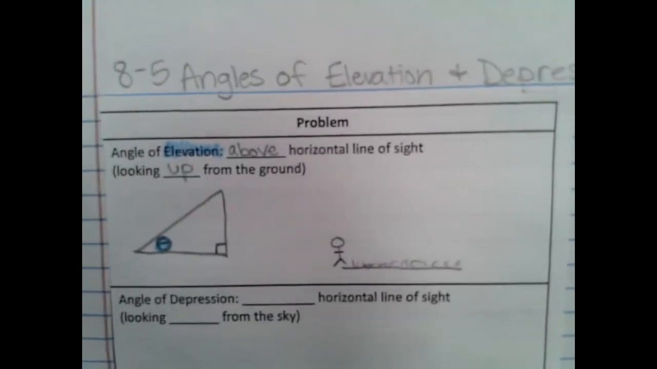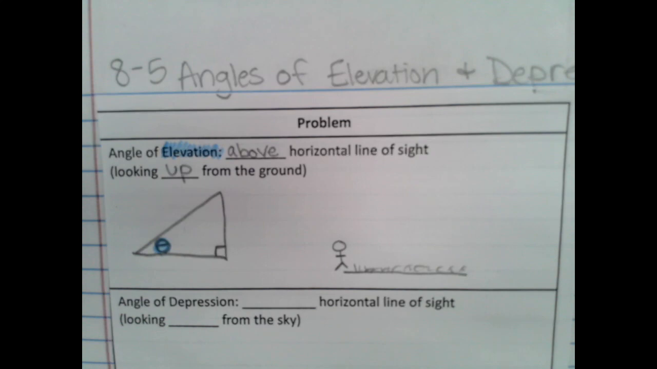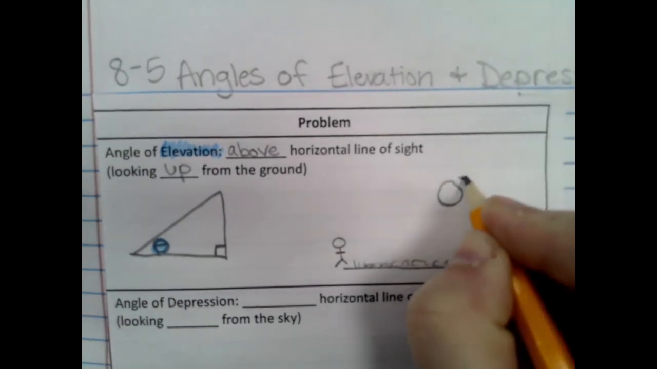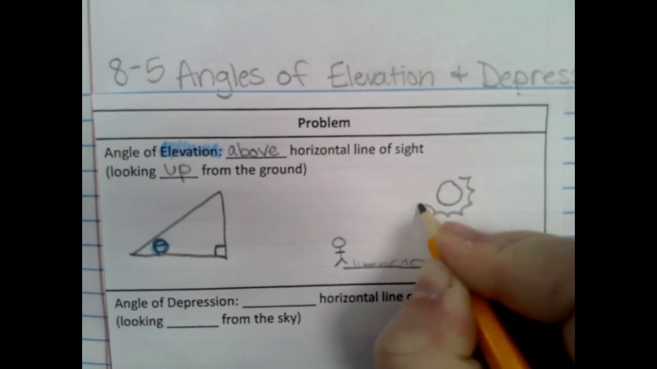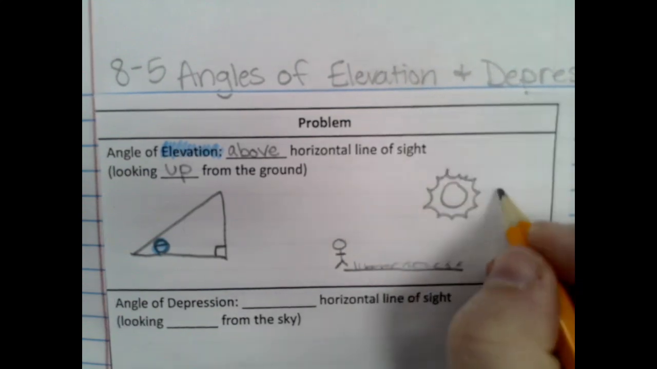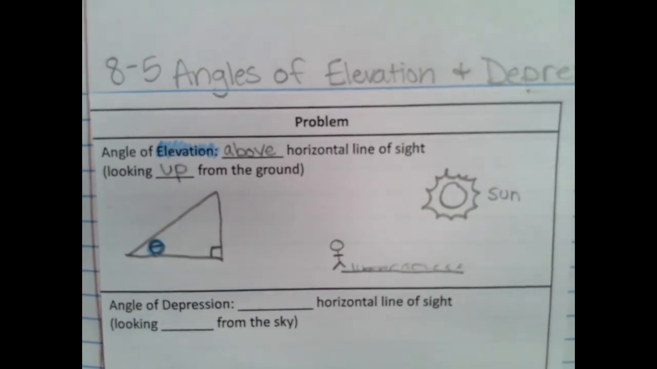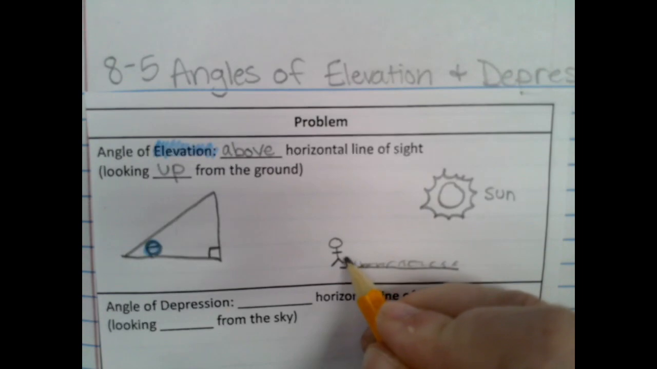Alright, so I'm sitting there on the ground, and I'm looking up at the sky, at something in the sky. What's something in the sky that I could be looking at? What do you got, LeVar? You don't look at the sky ever? The sun? Okay, we're looking at the sun. Okay, and I'm looking up at that sun.